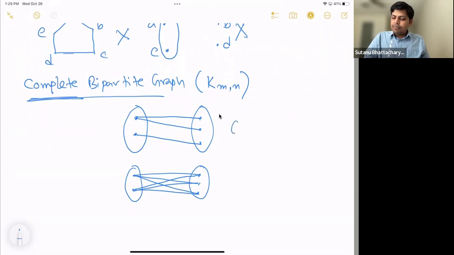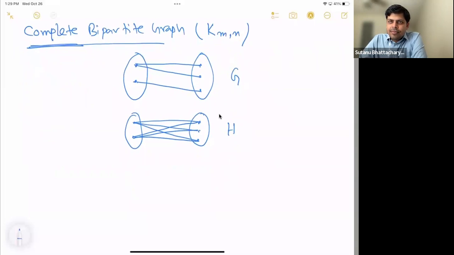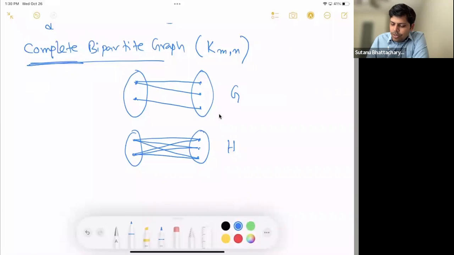Okay, this is graph G, this is graph H. Now, what is the difference? Can you find any difference between G and H? If you think closely, there are many edges which are not there in G, like this edge. There can be a valid edge, but it is not there, like this edge, like this edge. These are valid edges, but they are not there.